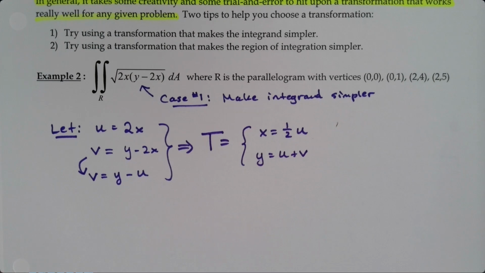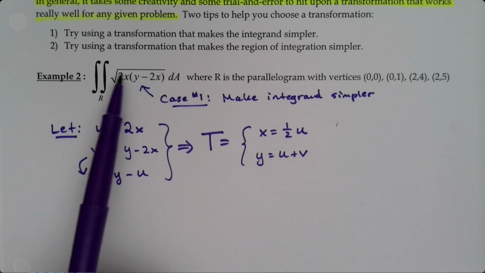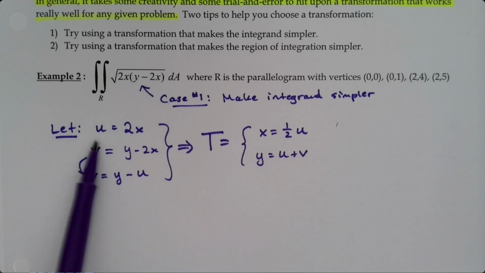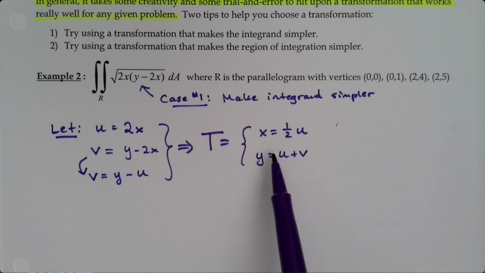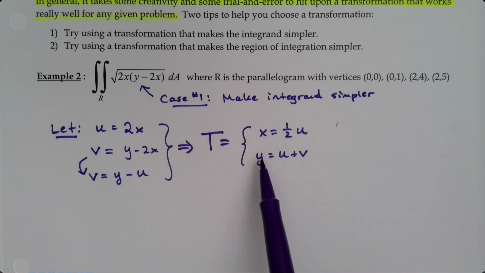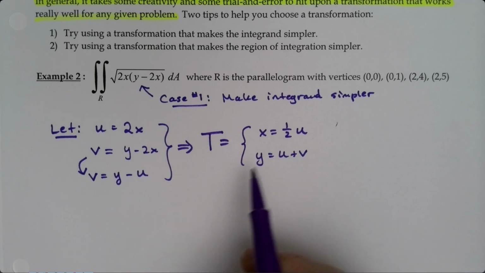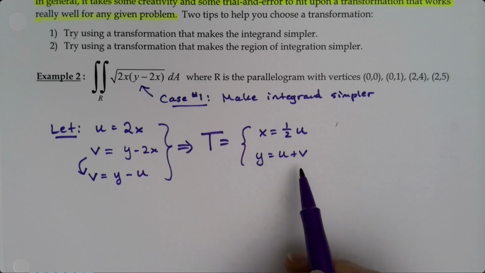That's our transformation. And it's often the case, actually, that when you look at it, you try to define your u and v first, and then switch over to the transformation in terms of x and y. That sometimes happens. It's not a big deal. So we just do that. Okay, so this is our transformation. This is our official transformation.